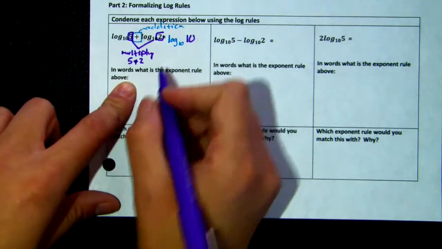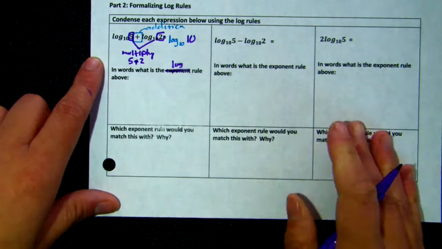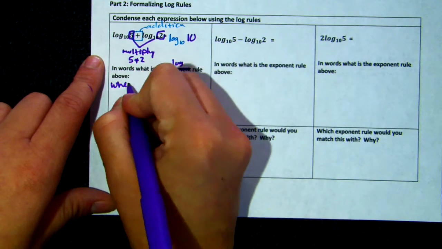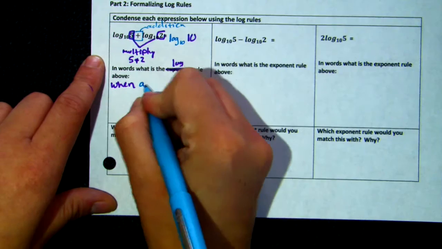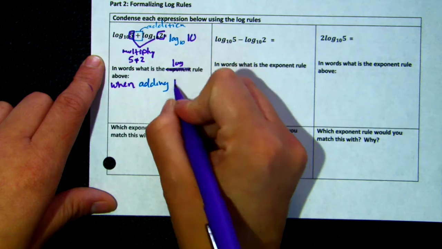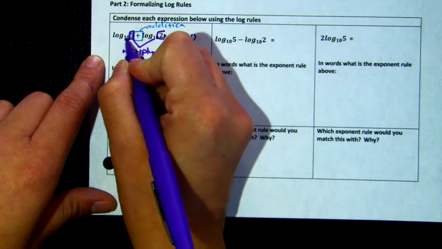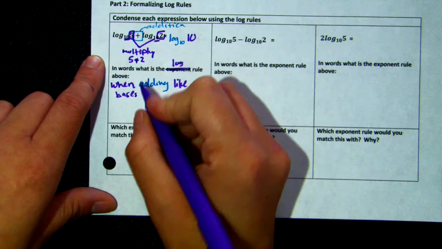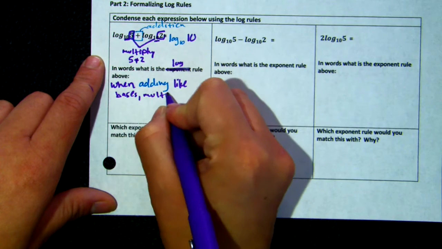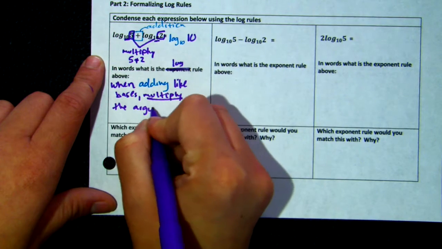Okay? So this should say in words, what is the log rule above? The rule is when adding like bases, because notice both of these logs were base 10, we multiply the arguments.